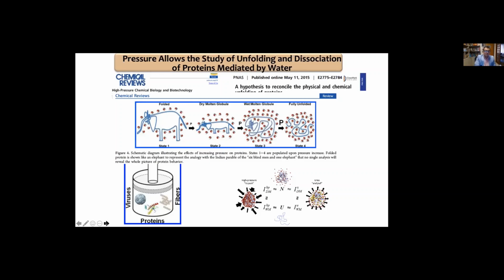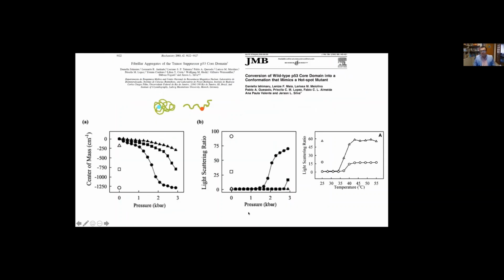So in 2003, we published these two papers. Curiously, p53 is a tetrameric protein, and you have the DNA binding domain, where 97% of the mutations involved with cancer are found. This domain has a single tryptophan. So we decided to study this DNA binding domain, at that time with Danielle Shimaro.